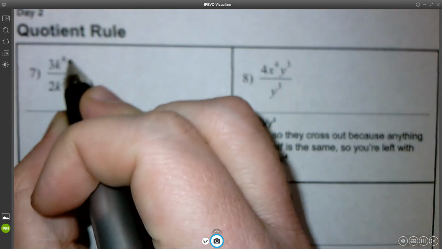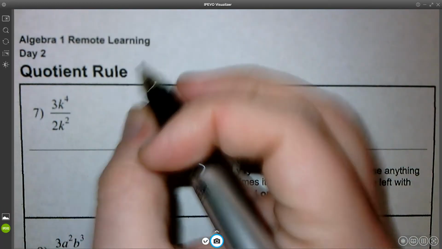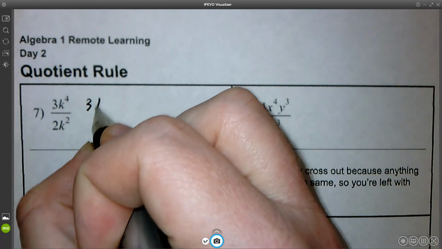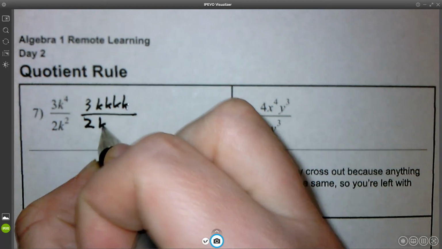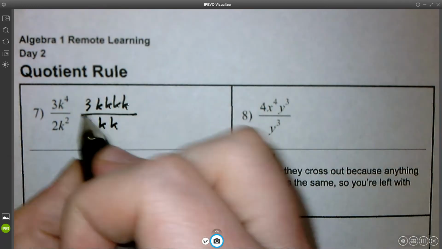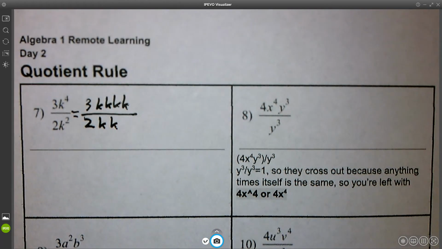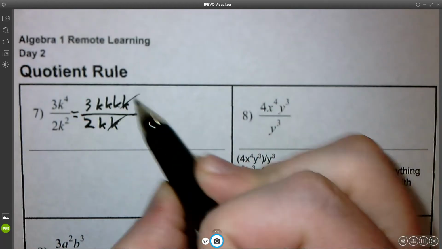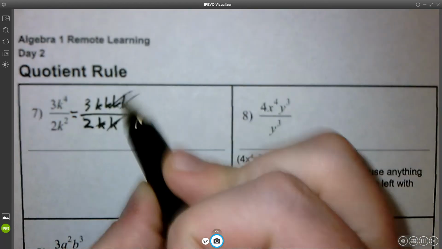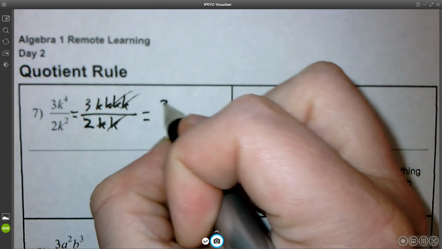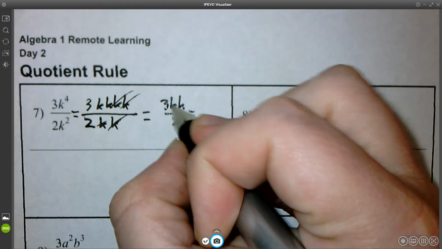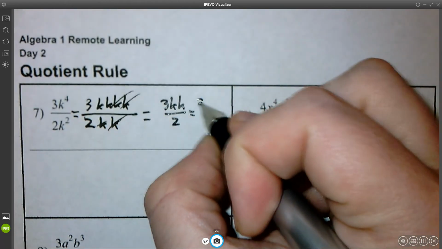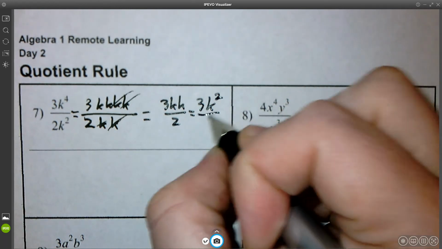So we've got 3k to the fourth here. So 3, and we've got 4 k's, 2, and we've got 2 k's, right? Then this is a simple way of doing it, and this is why I like this way. You cross out a k on top and bottom, and all you're doing is writing down what's left over, right? And then you've got to simplify it. So you've got 3k squared over 2.